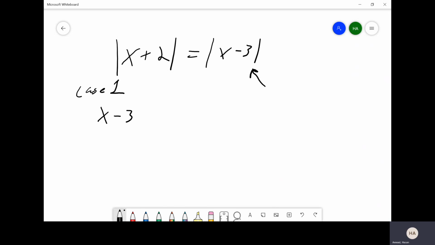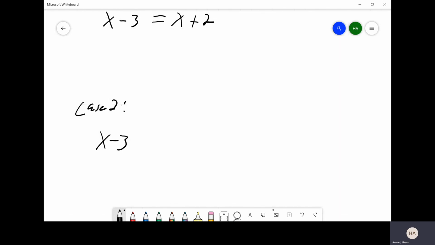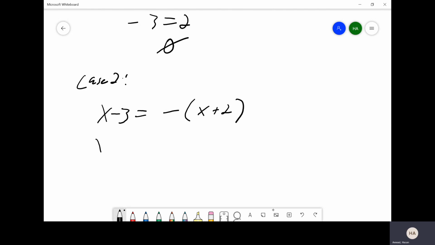I'll write case 1 again. So x minus 3 is equal to x plus 2. Okay? And now, over here, we have case 2 of x minus 3. This time, again, I'm keeping x minus 3 the same. And now we're going to have negative x plus 2. Okay, so, well, we already know what happens in the first case because it's going to be a repeat of the exact same thing, right? So when we subtract x from both sides, we get negative 3 is equal to 2. And obviously, this is nonsense, right? Negative 3 is not 2. No solutions. Empty set.